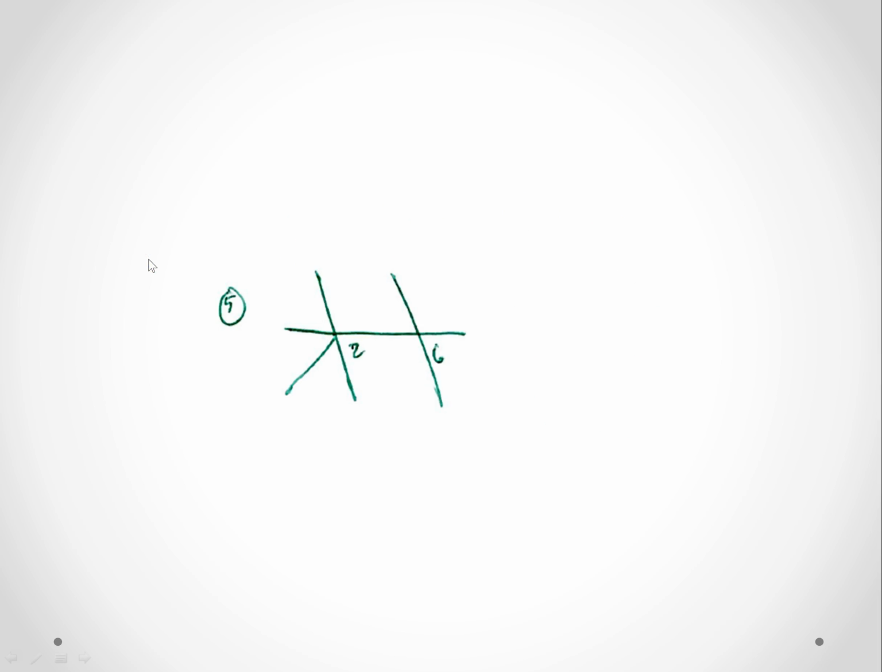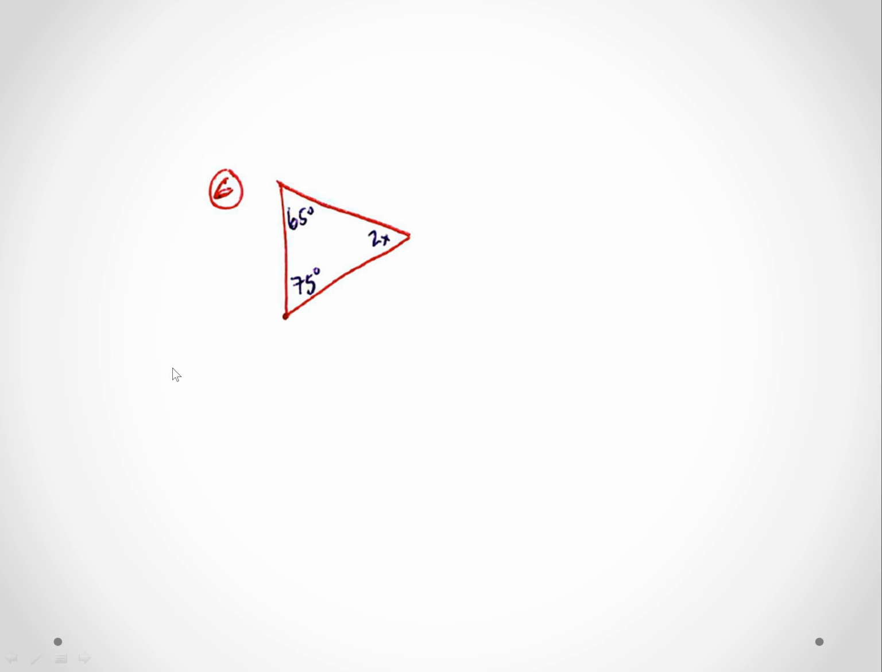So moving on to number 5, again, this is a drawing that has a lot of extra information, but the key point here is that angle 6 and angle 2 are both acute. And if they are both acute, that means that angle 6 is equal to 75 degrees because they give you the measure of angle 2. Booyah.